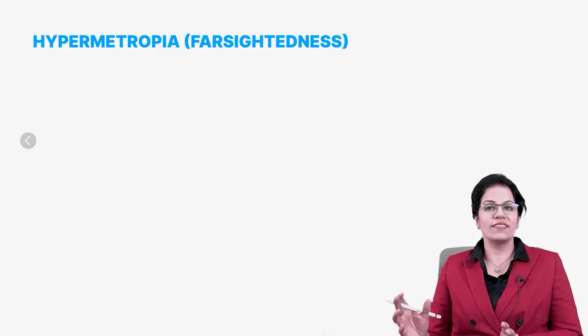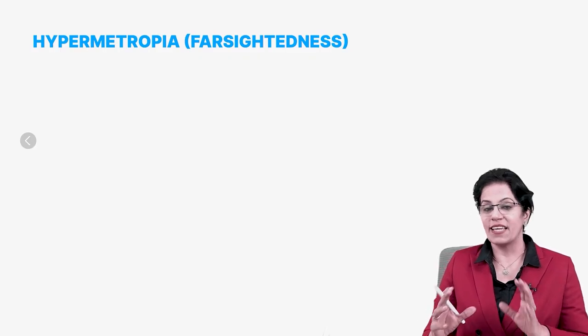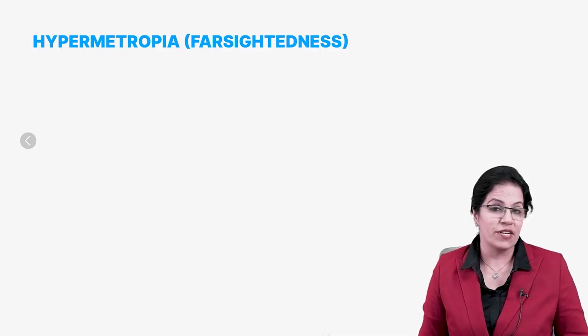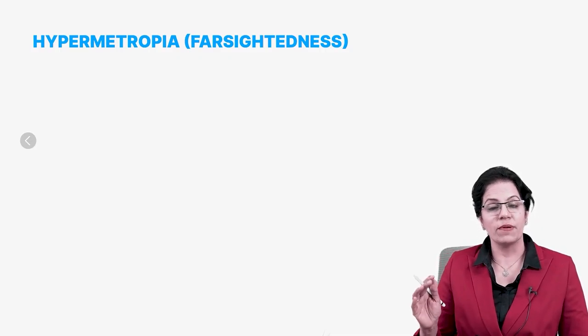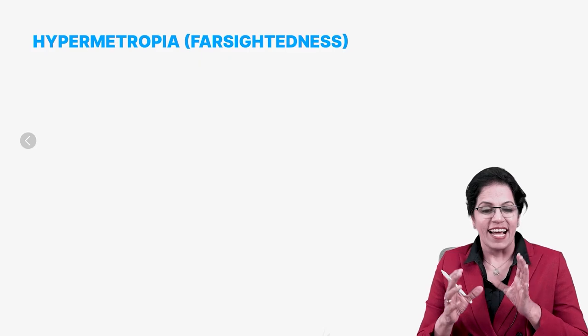Okay, we come to the next refractive error, and that is hypermetropia. We call it farsightedness, but again, that can cause a lot of confusion, that this is mainly the problem in near vision. It is not like that. In hypermetropia, he can complain of difficulty in both near and far. So how to learn? Learn in my style.